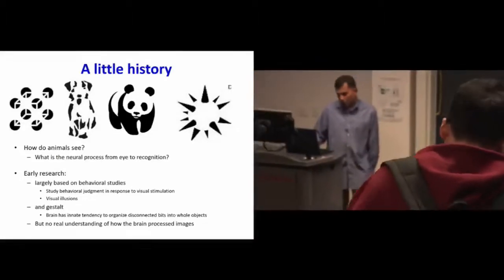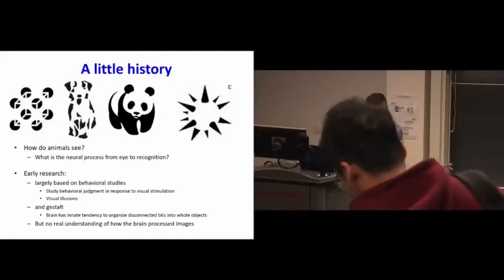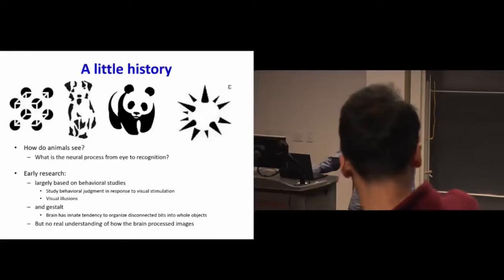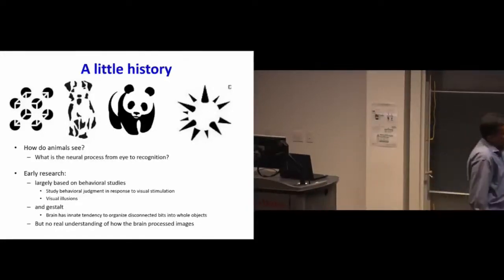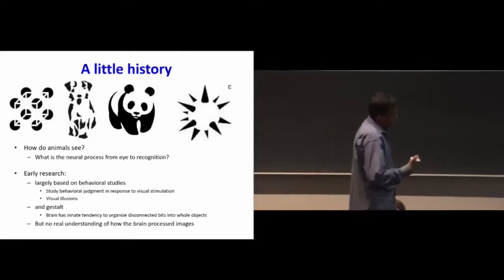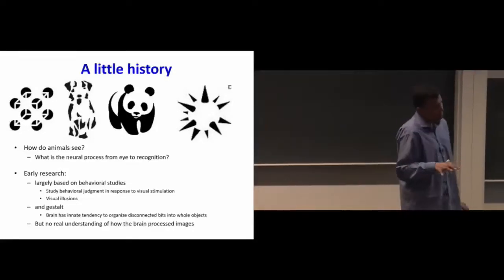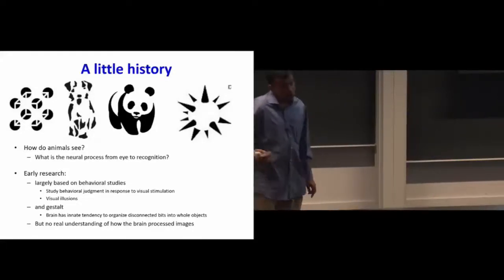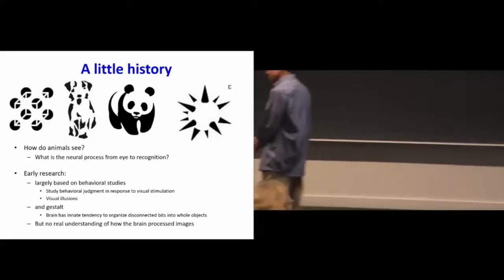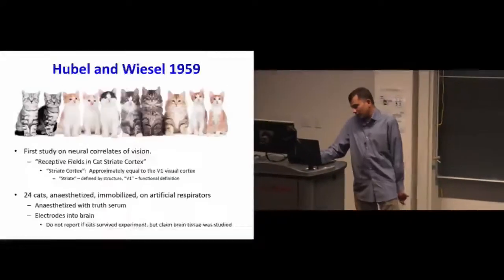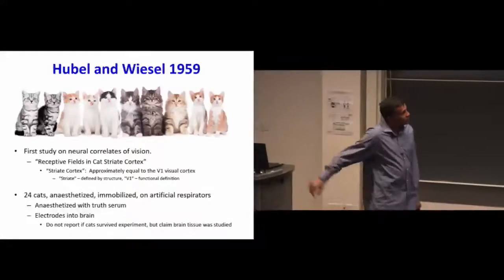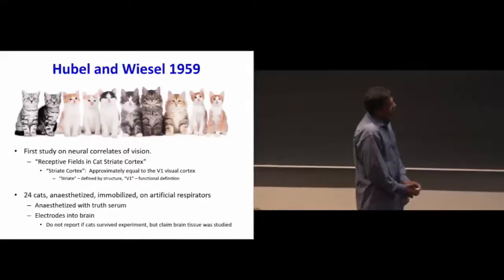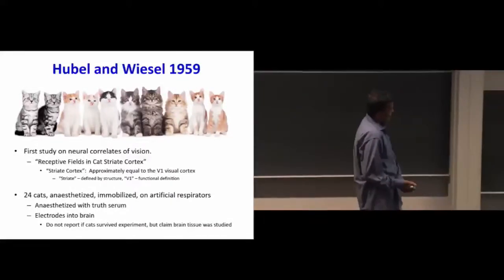Anyway, somewhere in the 1950s, 1959, people were working on this from a phenomenological perspective. There was no real understanding of how the brain processed images. So in 1959, you had this groundbreaking paper by Hubel and Wiesel, where they studied cats.